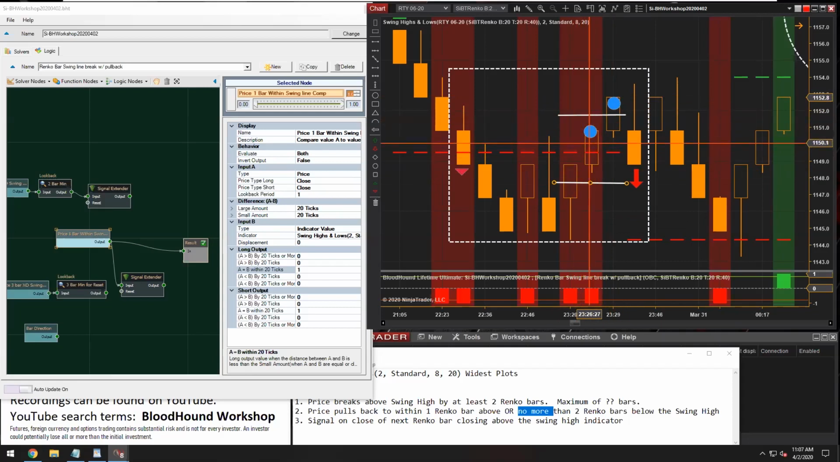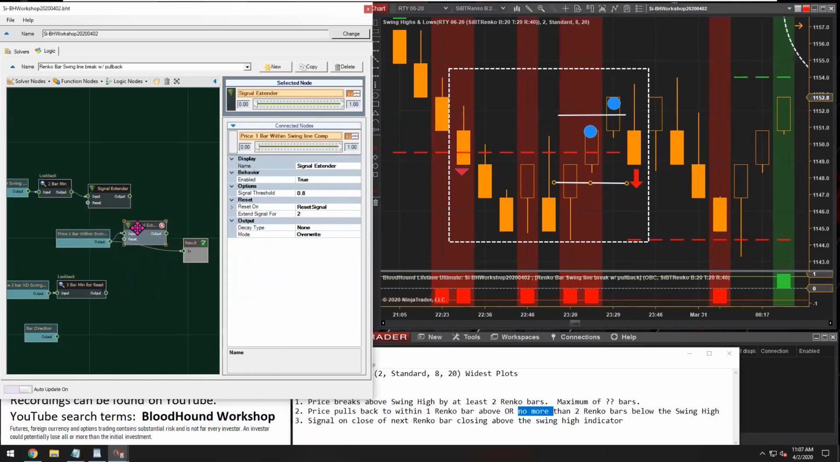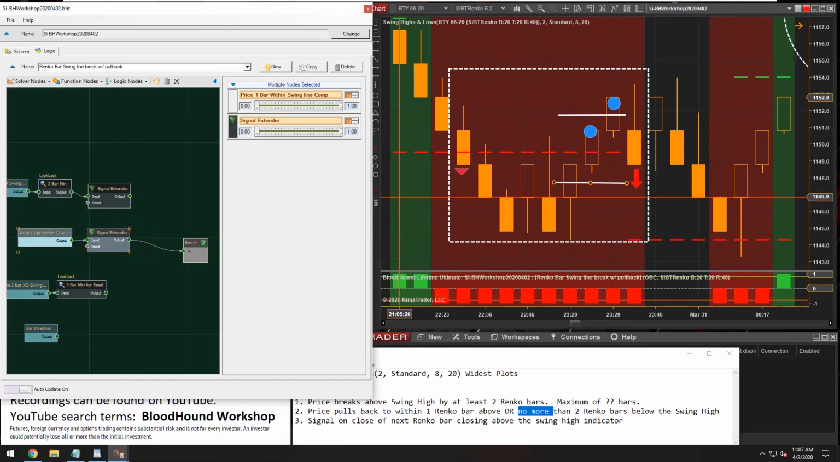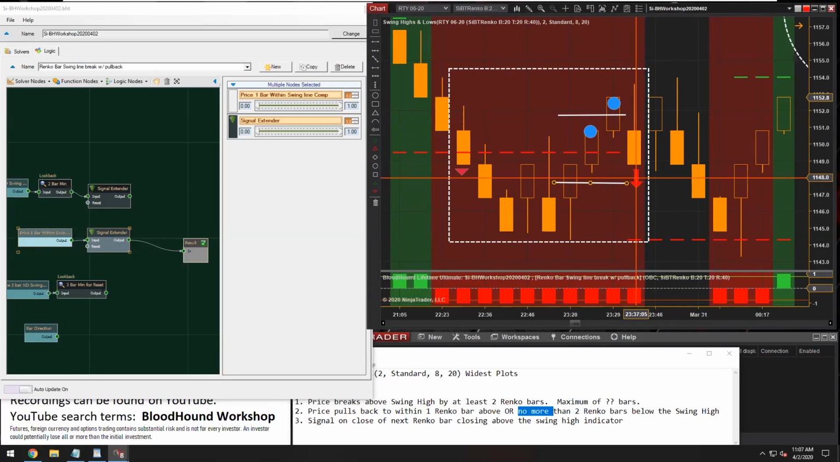So we need to take this signal and extend it forward by 1, by 2, so that we can get this detection extended forward to our reversal signal bar. And so here we go, here's our signal extender. And yeah, there we go. Let's pull that back. So I can see that we have a short output on the signal bar.